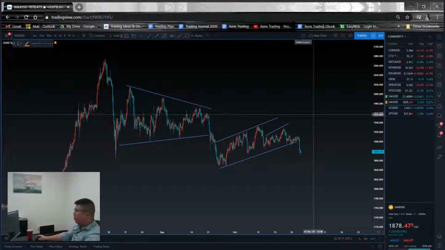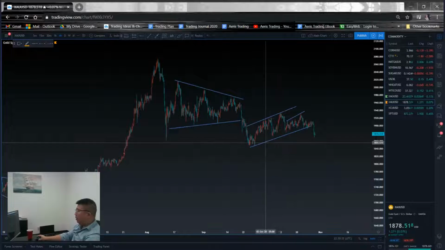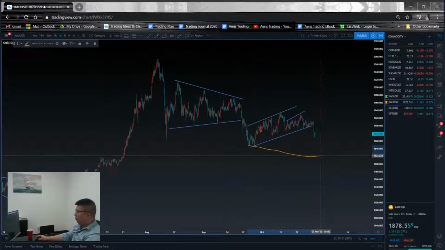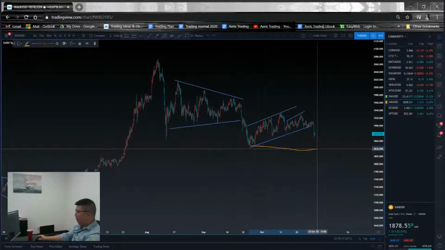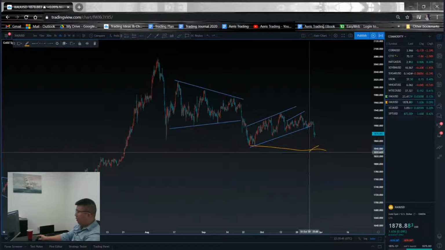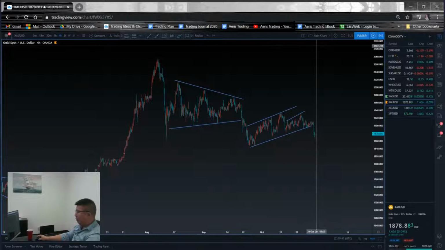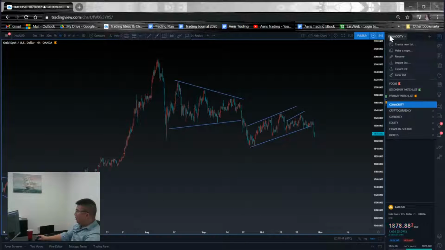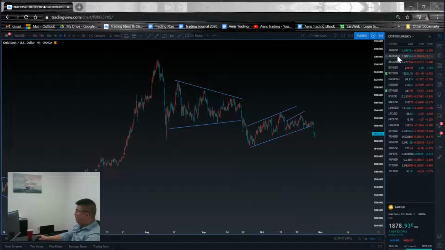So that's what I see on gold. Ideally, if you're in the short, just be careful when it hits the low. Is it going to continue breaking the low? Then hold the trade. But if it's going to have reversal price action, then you likely want to exit the trade. So that is gold. Let's jump into crypto last.